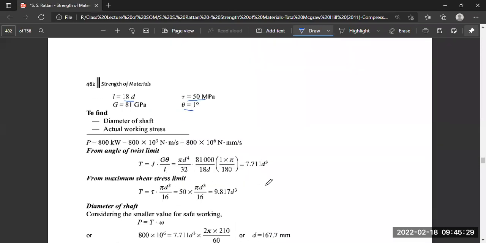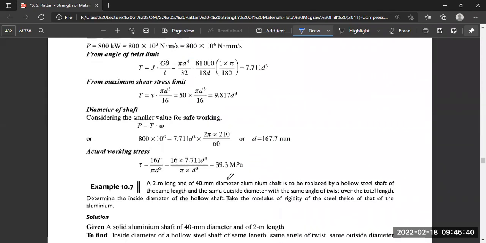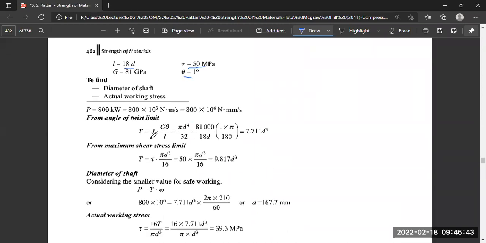From the angle of twist, we know from the torsional equation, T by J is equal to G theta by L, so T is equal to J into G into theta divided by L. What is given here? J is pi D to the power 4 by 32. We don't know the diameter. G is given as 81 into 1000 MPa, L is given as 18D, and theta is 1 degree, that is pi by 180. So from this relation, torque T is equal to 7.711 D to the power 4.